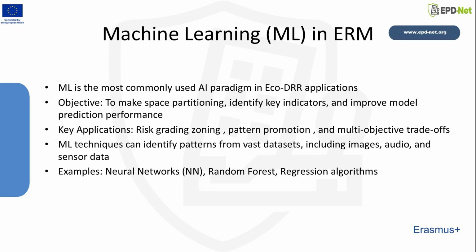ML is arguably the most commonly used AI paradigm in eco-DRR applications today. The core objective of ML in this field is multifaceted. It is used to make spatial partitioning, identify key indicators, and significantly improve model prediction performance. These capabilities translate into vital key applications for ecological risk mapping. ML algorithms are utilized for comprehensive tasks like risk grading zoning, promoting desirable environmental patterns, and conducting crucial multi-objective trade-offs. For instance, optimizing cost-effective green infrastructure solutions often relies heavily on ML.